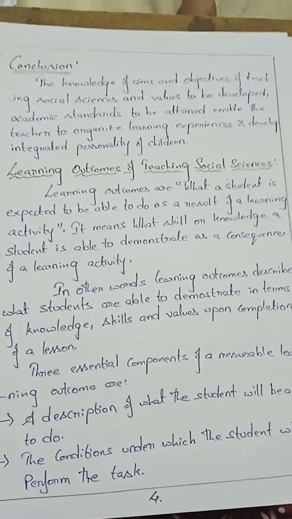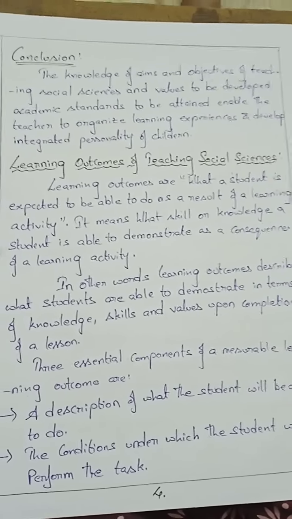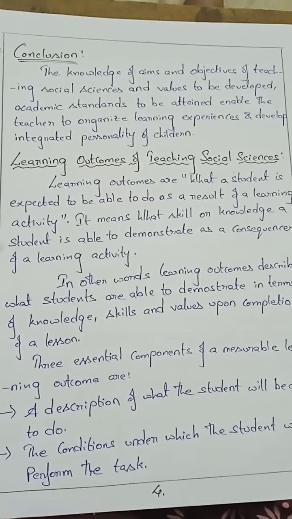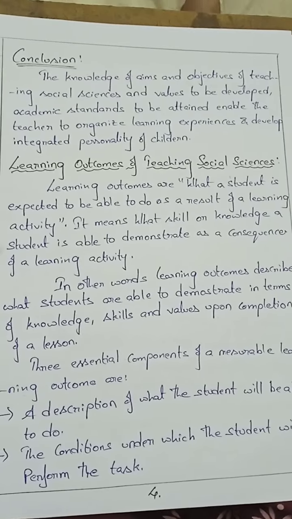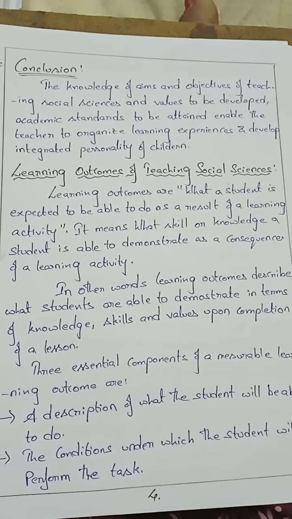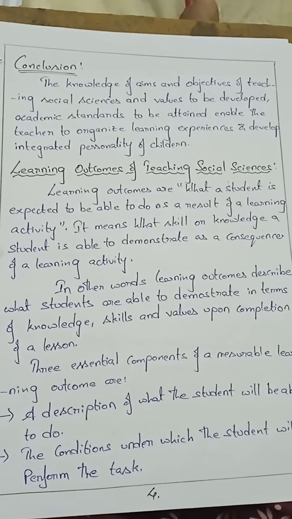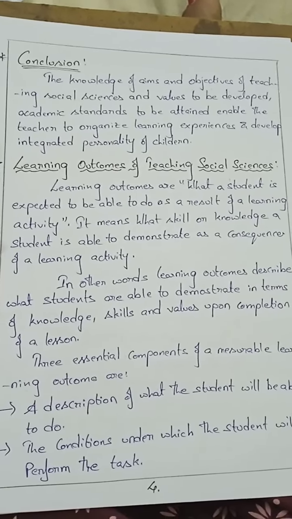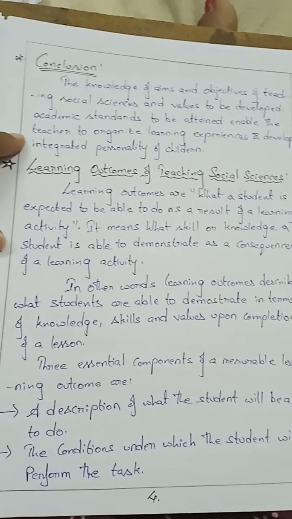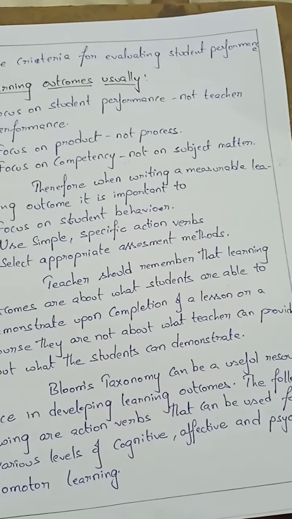Learning outcomes are what a student is expected to be able to do as a result of a learning activity. It means what skill or knowledge a student is able to demonstrate as a consequence of a learning activity. In other words, learning outcomes describe what students are able to demonstrate in terms of knowledge, skill, and value upon completion of a lesson. Three essential components of measurable learning outcomes are a description of what the student will be able to do, the conditions under which the student will perform the task, and the criteria for evaluating student performance.